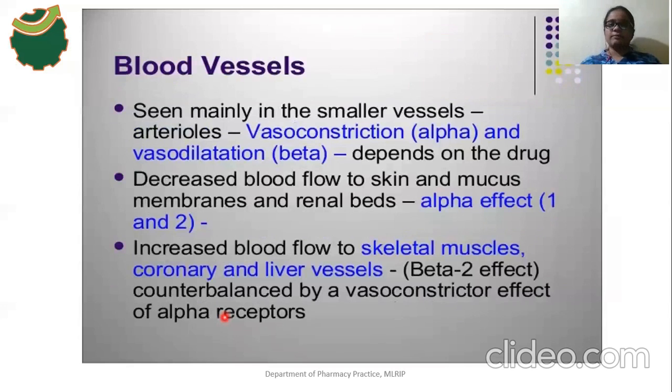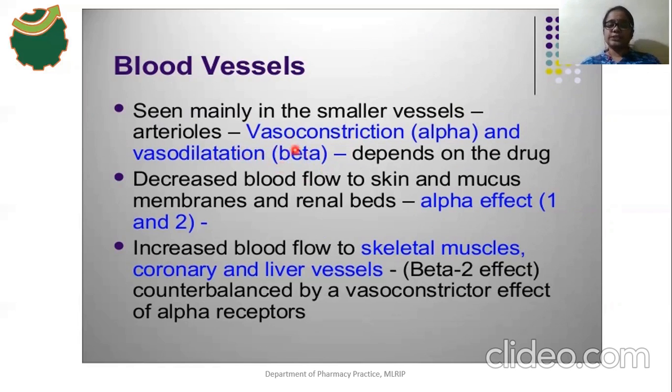Now, the effect on blood vessels. What is the adrenergic drug effect on blood vessels? Vascular smooth muscles consist of alpha receptors and beta receptors. The vasoconstriction effect occurs when the adrenergic drugs bind with alpha receptors. Vasoconstriction occurs because of the alpha 1 and alpha 2 receptor mechanism of action on vascular smooth muscle, which is a constriction, contraction effect.